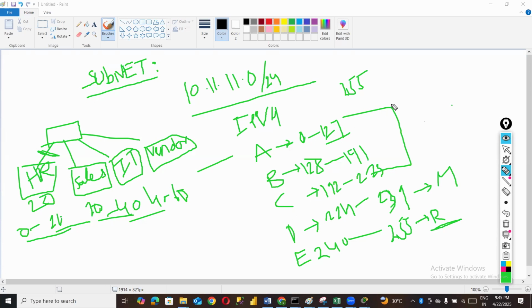And how does this look? For example, 0 to 127, I have given the range. So usually, like we know, IP address, IP means Internet Protocol. It is like a 32-bit value. Okay, how is it a 32-bit value?